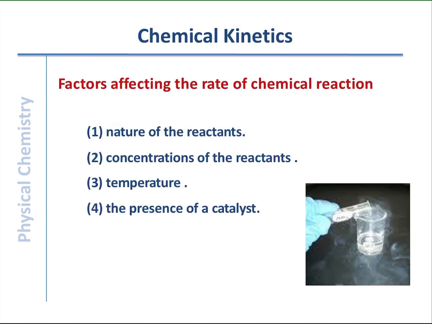We will begin now to discuss the factors affecting the rate of chemical reaction. The first factor is the nature or the physical state of the reactant. The second factor is the concentration of reactants. The third one is temperature. The fourth one is the presence of a catalyst.